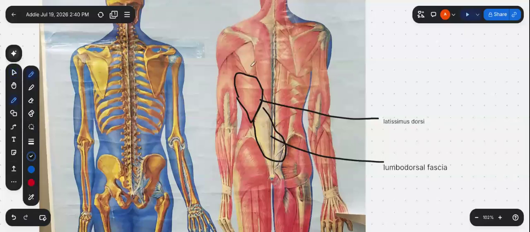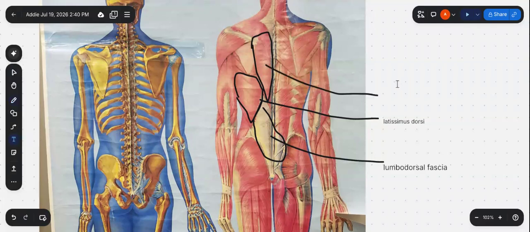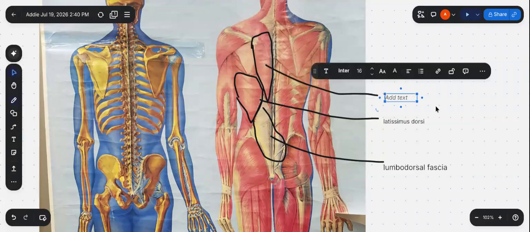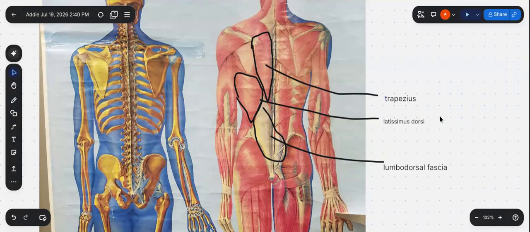Now we have the trapezius muscle. The trapezius muscle is very much in a triangle, so it's going to be over here. It's also on the other side of your back, but on this diagram, it shows the deep side, so you just see one side of it. But this is your trapezius.